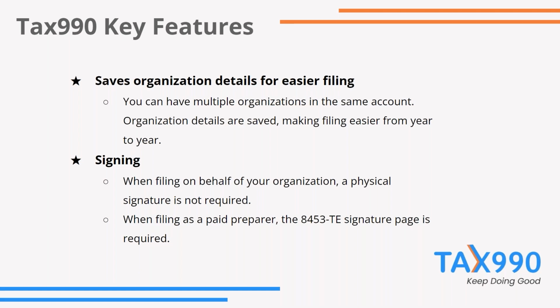We also get a lot of questions about the signature portion of the return when e-filing. If you're filing on behalf of your organization, a physical signature is not required. You will only need to provide the name and the title of the individual preparing the return, but you will not need to sign the form. When you're filing as a paid preparer, you'll be able to send the 8453 TE signature page to your clients where they can sign and return it to you electronically. Once it's electronically signed, it will automatically upload to your return and you will be able to proceed with filing.